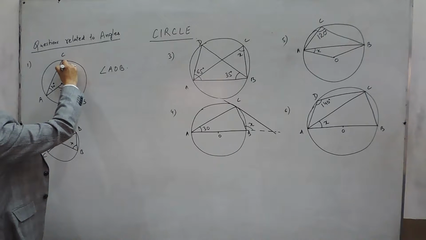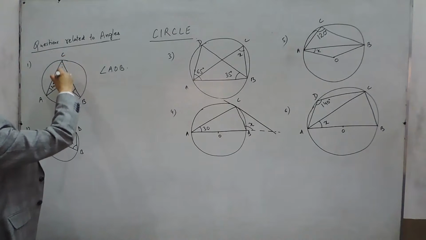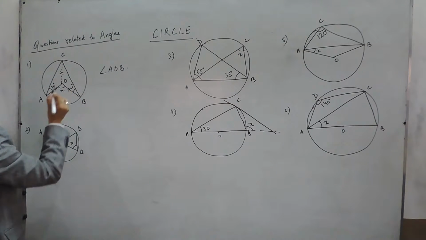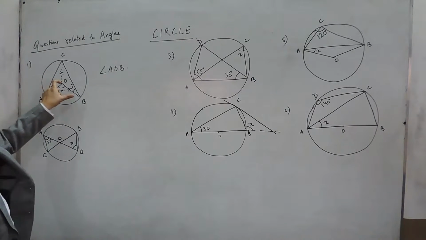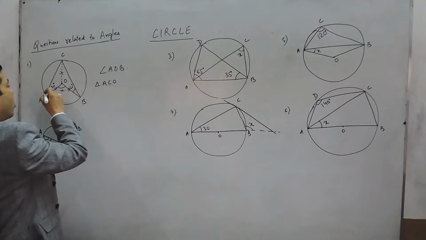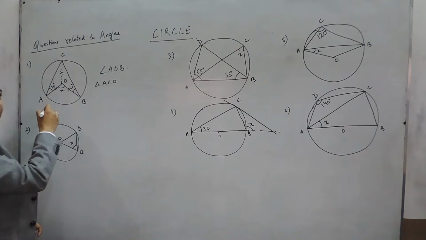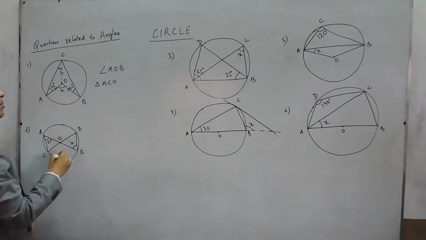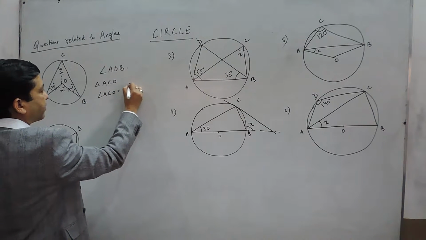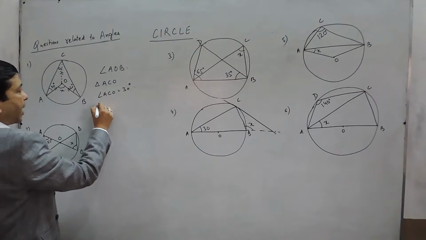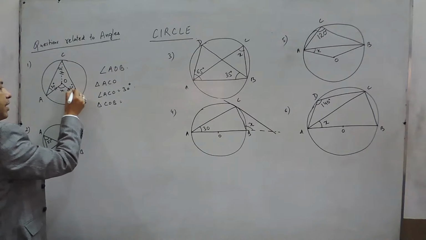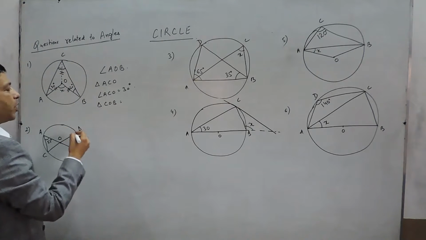Now, we can go for a construction where we are joining O with C. We already know that OC, OA and OB must all be equal as these are the radius of the circle. And if we talk about a triangle ACO, we know that AO and OC are equal, then definitely the angles corresponding to them must be equal. That means angle ACO is equal to 30 degree. Same way, if we talk about a triangle COB, again this is the radius and this is the radius. This angle is 20 degree, so the corresponding angle must be 20 degree.